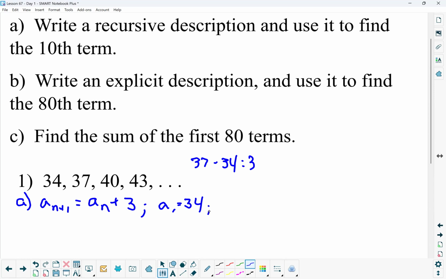The last thing we're going to do is figure out what our 10th term is. And when we say we're using the recursive description, that's pretty straightforward. We're just going to keep adding 3. So our 5th term would be 46. Our 6th term would be 49. 7th term would be 52. 8th term would be 55. 9th term would be 58. And the 10th term is 61.